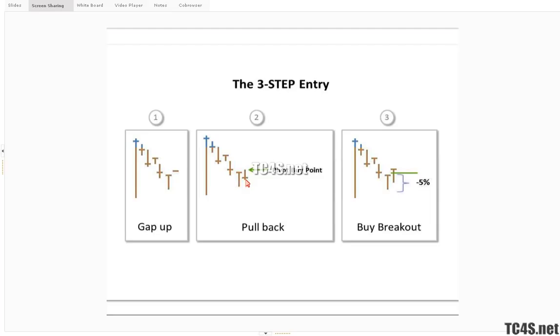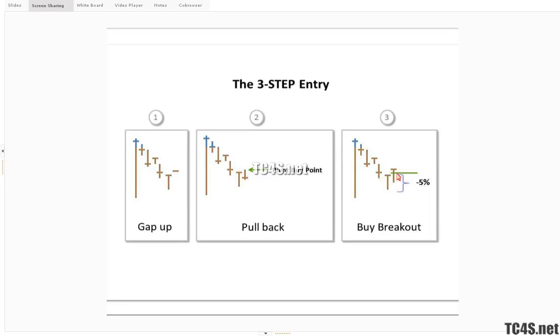Maybe this is 9:35, and at around 10 o'clock it looks like this, and then later in the day, maybe it's 10:30 or even 2 o'clock in the afternoon, it takes out that high, and that becomes your buy point, the high of that day. This is a little bit lower probability than the two-step. The two-step works a little bit better, and this will increase your risk a little bit because now you've paid a little bit higher for it.